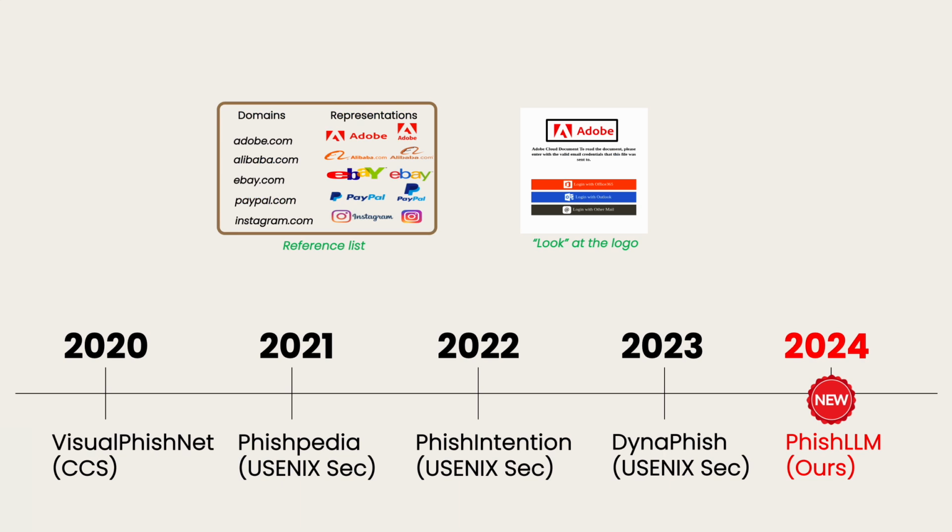Firstly, they are heavily reliant on maintaining and updating an extensive reference list, which is not only resource-intensive, but also limited in handling new and emerging phishing targets that are not on the list. Second, they primarily focus on the visual semantics of the web page, such as logos and layouts, and may overlook other critical elements like textual content.